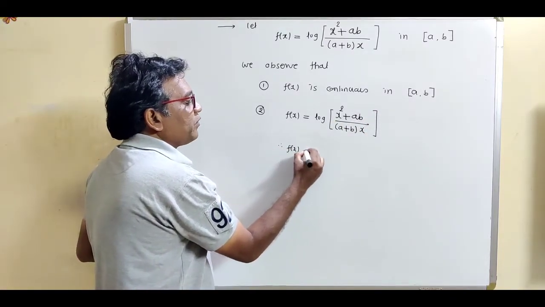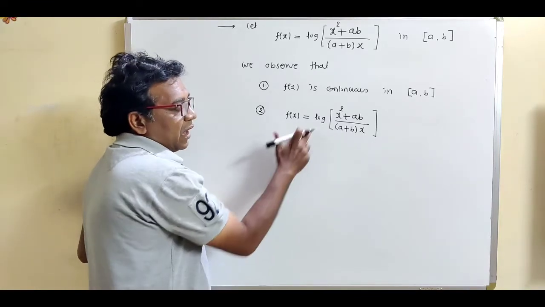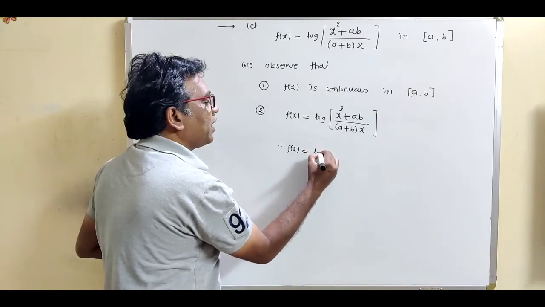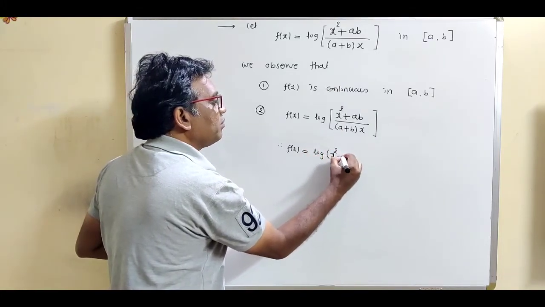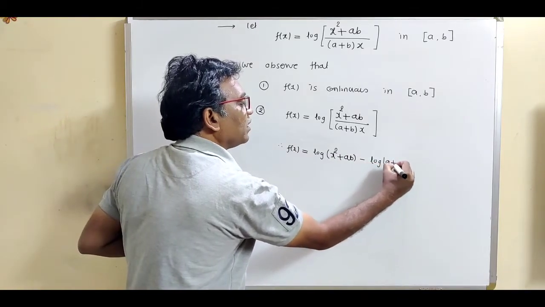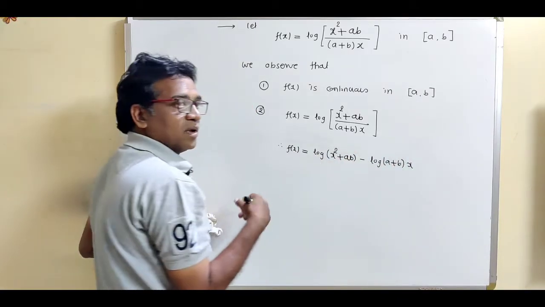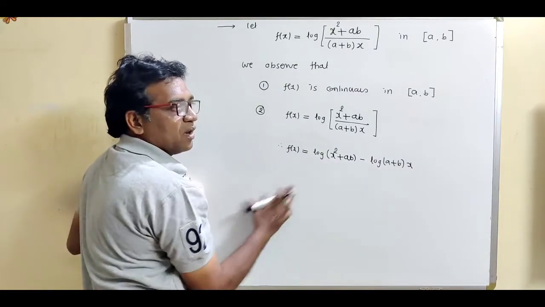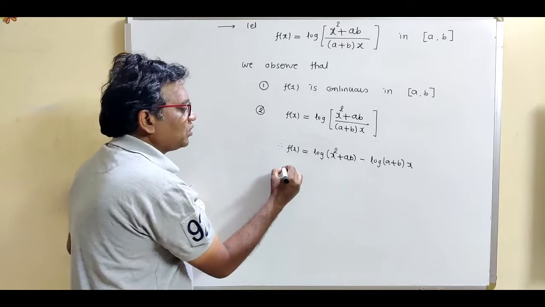So first of all, simplify this given function. f(x) is log of (m upon n). So log of m upon n means log m minus log n. This is the formula for division: log (m/n) equals log m minus log n. So just find out the derivative.